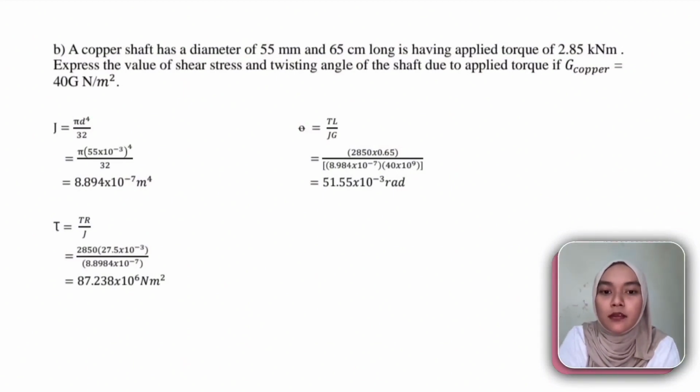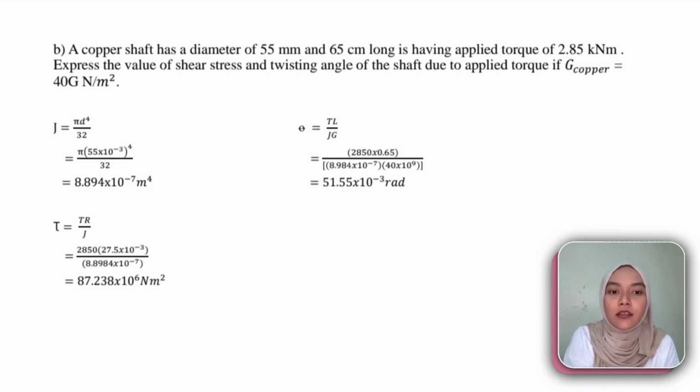The answer is, first step, J equals pi D power of 4 over 32 equals pi bracket 55 multiply 10 power negative 3 bracket power 4 over 32 equals 8.894 multiply 10 power negative 7 meter power 4. The second step, tau equals T R over J equals 850 bracket 27.5 multiply 10 power negative 3 bracket over 8.894 multiply 10 power negative 7 equals 87.238 multiply 10 power 6 Newton per meter squared.